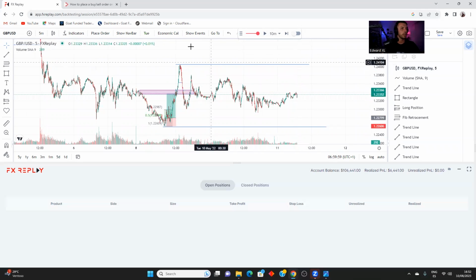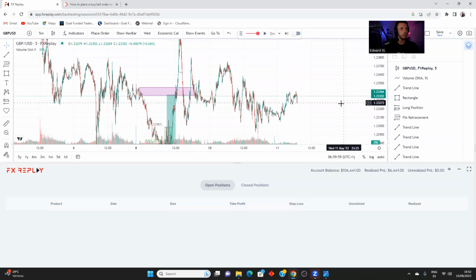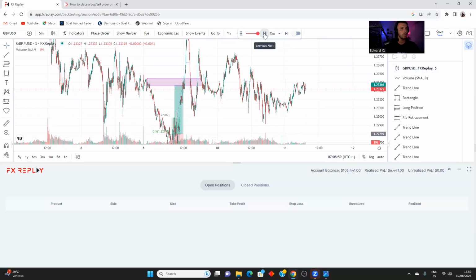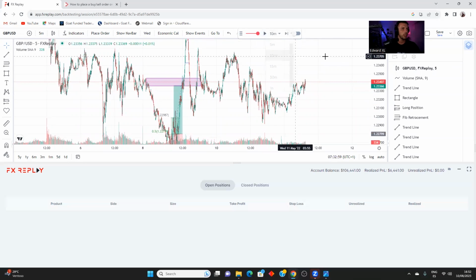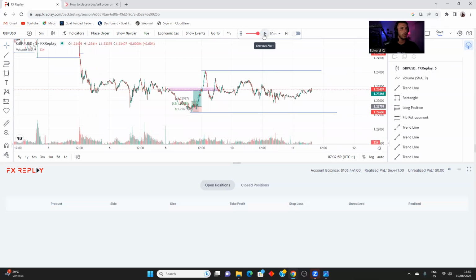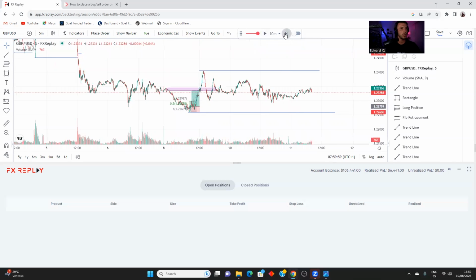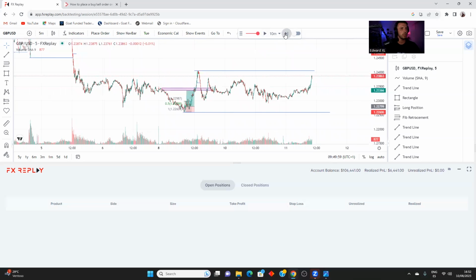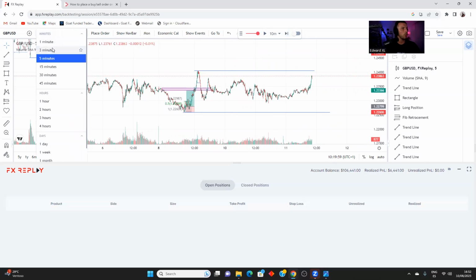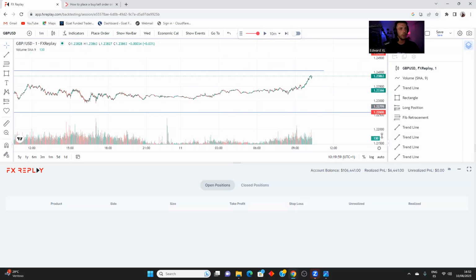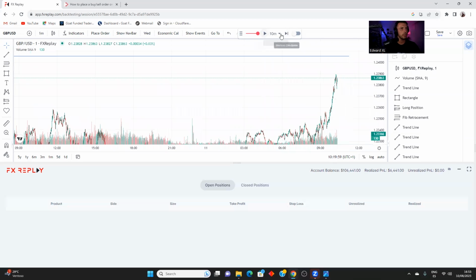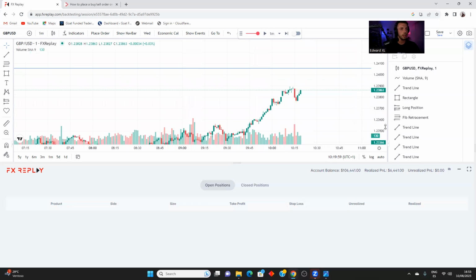Here, 7 in the morning, perfect. Slowing it down a little bit. Actually, let's just stay here until the liquidity is grabbed. Perfect. Now, one thing that I really like to look for while this is happening is, we are clearly going towards this liquidity, right?